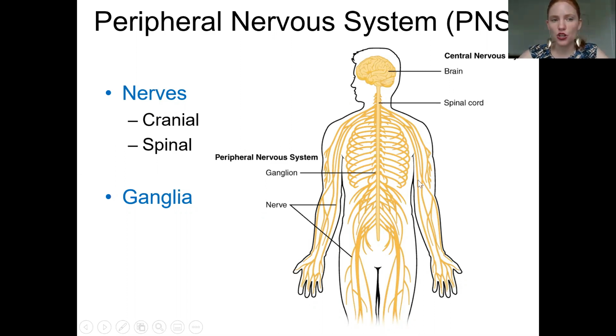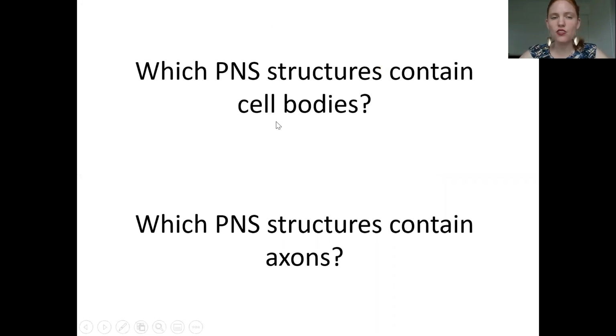It includes nerves and also the ganglion. Okay, so let's review what those mean. In the peripheral nervous system, you've got your nerves and your ganglion. Which one of those two includes the cell bodies of the neurons? Those would be the ganglia, which is the plural form of ganglion. Ganglia are just collections of groups of cell bodies within the peripheral nervous system. That's all that means. And which ones would include the axons then? They would be the nerves.